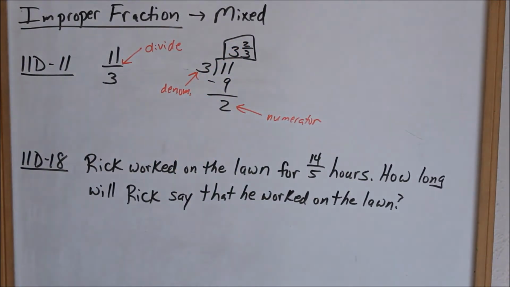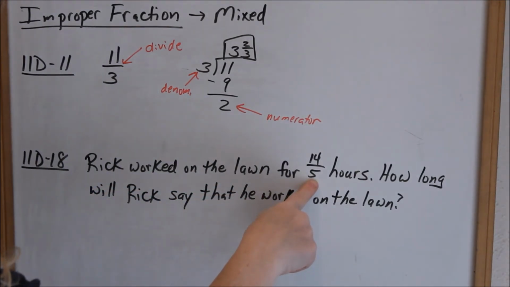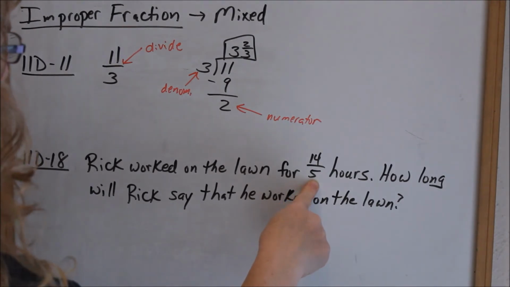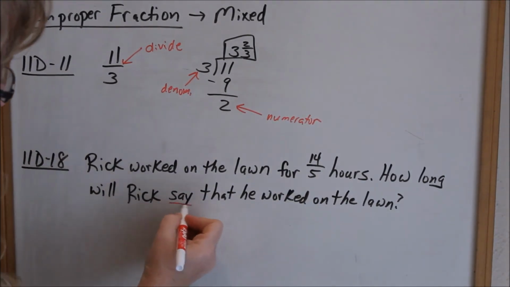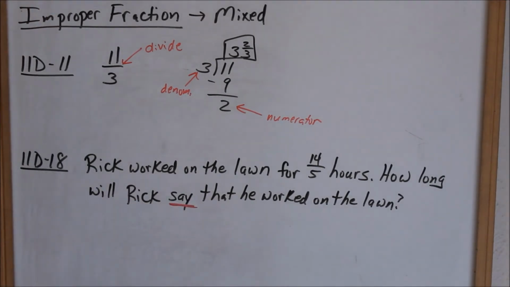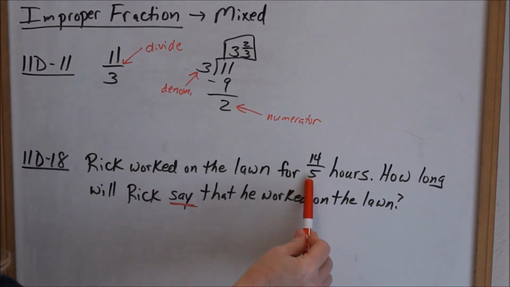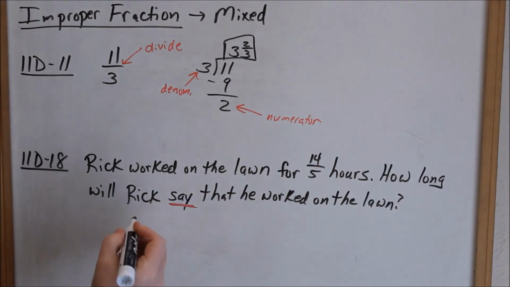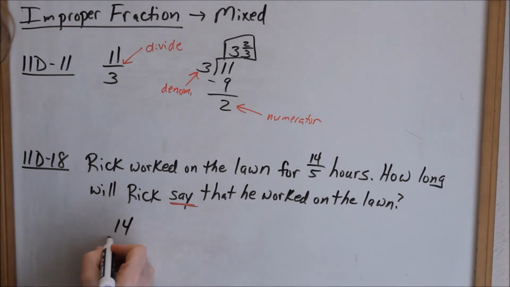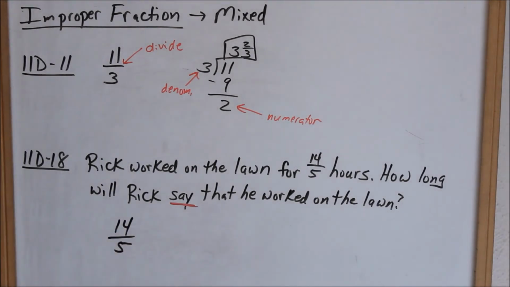Go down to 11D number 18. Rick worked on the lawn for 14 fifths, that's how you say that, 14 fifths hours. How long will Rick say that he worked on the lawn? When we tell people I worked out in the yard, I don't go and tell people I worked in the yard for 14 fifths hours. They don't know what that means. So we're going to change that into a mixed number because that's really how we talk to people. 14 fifths. So we're going to change it to a mixed number with a whole number and a fraction.